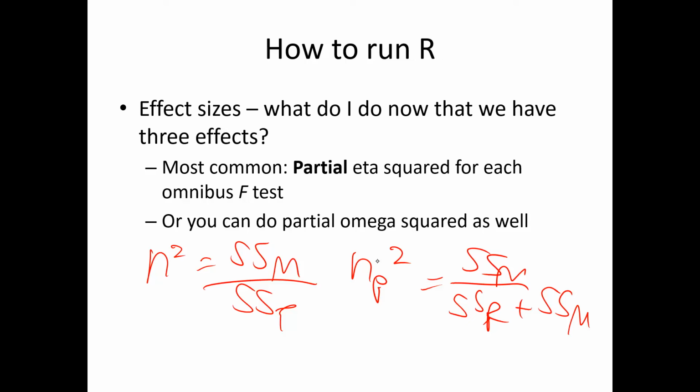If you only have one variable, those two are equal, which is why I didn't talk about partial eta last week. But if you have more than one variable, you're leaving out the other models. So sum of squares gender over sum of squares residual plus gender, sport over sport plus residual, interaction over interaction plus residual. We'll talk about omega here in a second.